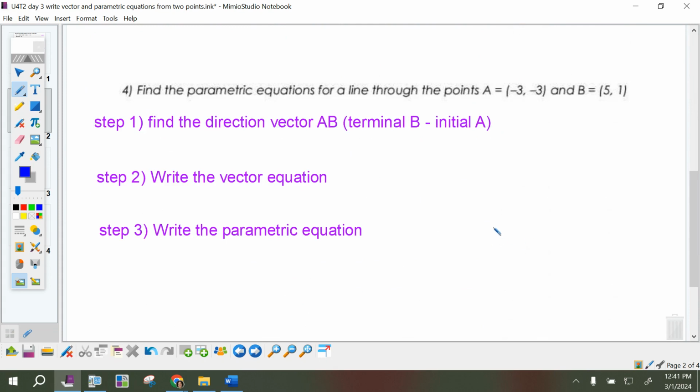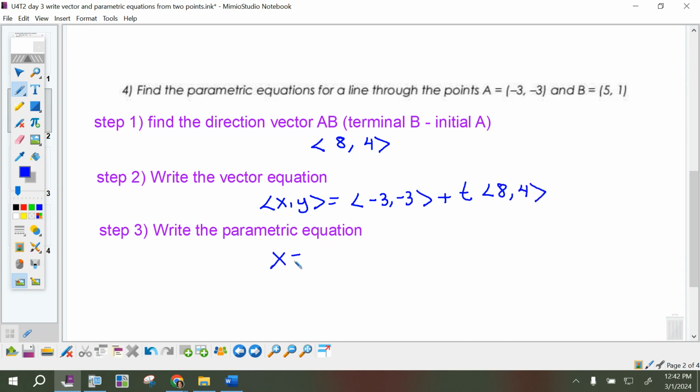All right, see if you can do that for number 4. Pause the video here and see if you can do it from start to finish. So for your component form, 5 minus negative 3, 1 minus negative 3. My vector equation, x, y equals initial point plus, whoops, I need the t, direction. Take our components, x equals negative 3 plus 8t, y equals negative 3 plus 4t.